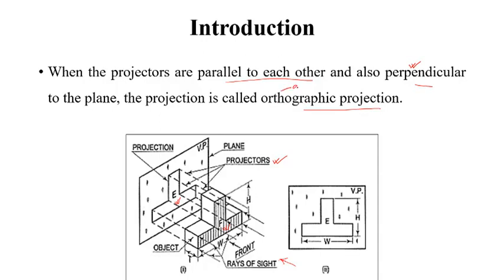Ortho means 90 degree, that is perpendicular. So that's why it is known as orthographic projection, and this object is seen here. This is the front view of this object. We are seeing from the front, so this will be our front view.